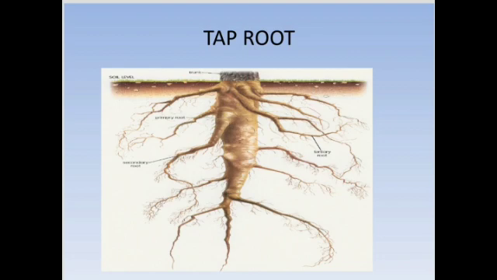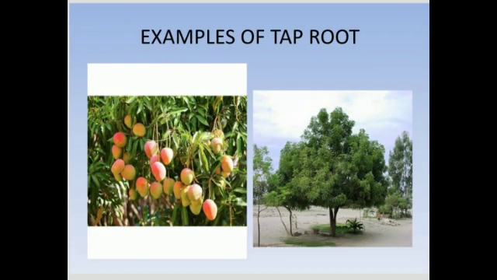You can see in the picture, the main root is entering into the ground. Some lateral roots are arising from the side of the main root. They are seen in dicotyledonous plants. These are all examples of the taproot system which we can see in these plants: mango tree, neem tree, bean tree. So from these plants we can see the taproot system.